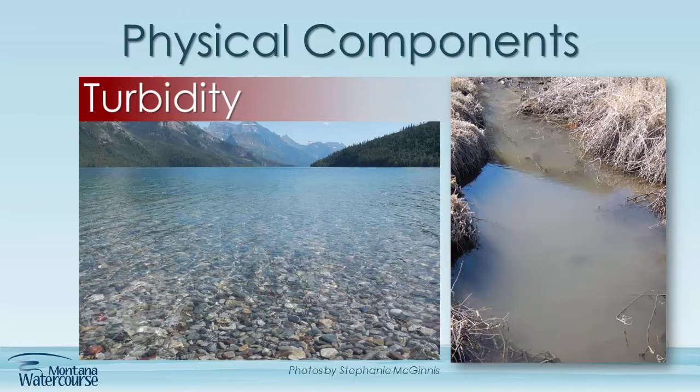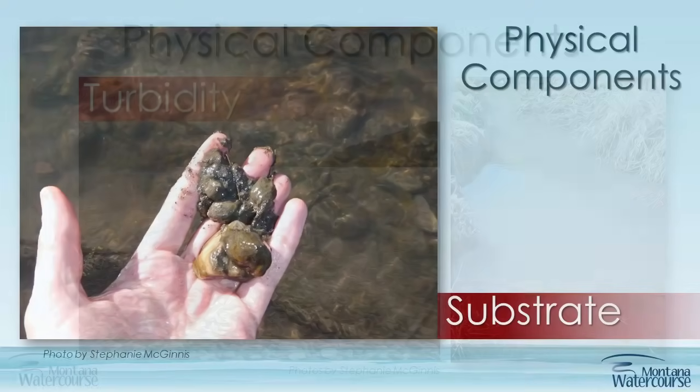Excessive or unnatural turbidity levels can limit the amount of light reaching plants, contribute to increased water temperatures, fill in habitat necessary for macroinvertebrates, fish eggs, and fish fry, and also provide habitat for harmful bacteria.